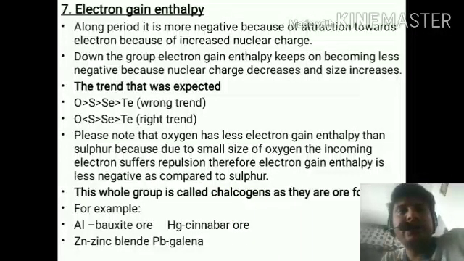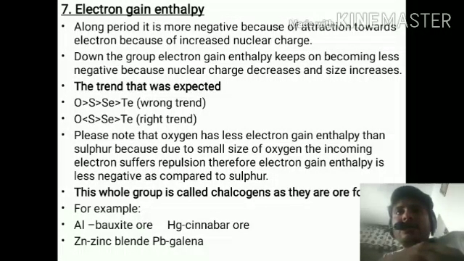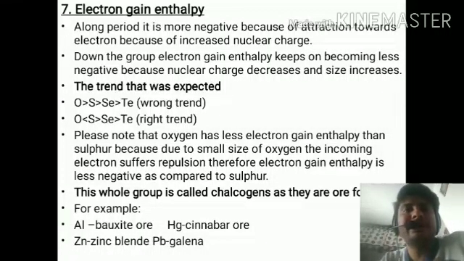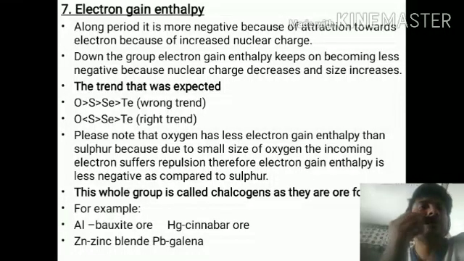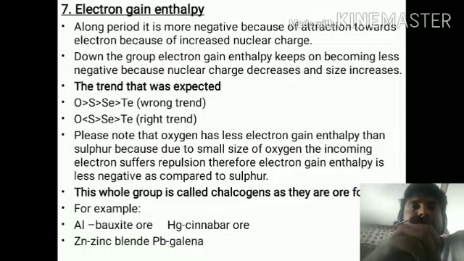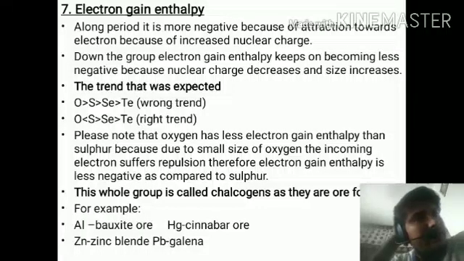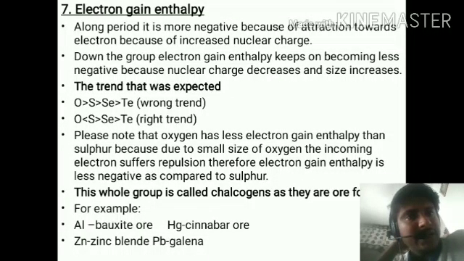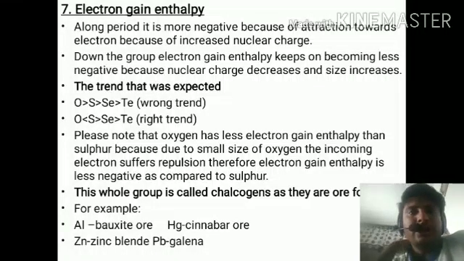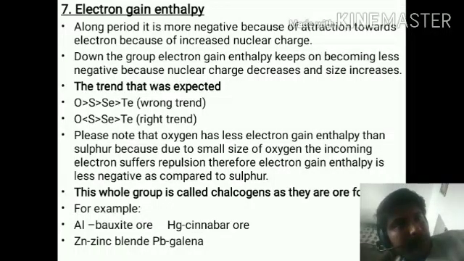Now electron gain enthalpy. What is the meaning of electron gain enthalpy? When we add an electron to the outermost shell, the amount of energy released is called electron gain enthalpy. Along a period, electron gain enthalpy becomes more negative because of the attraction towards the electron due to the increased effective nuclear charge. Down the group, electron gain enthalpy keeps on becoming less negative because nuclear charge decreases and size increases. So that trend was expected.